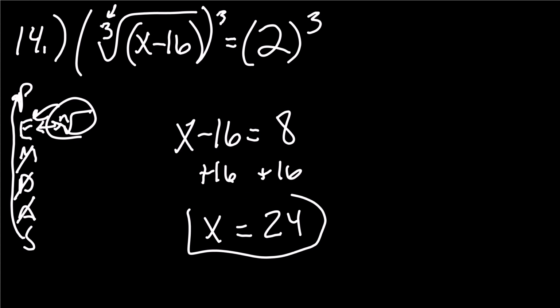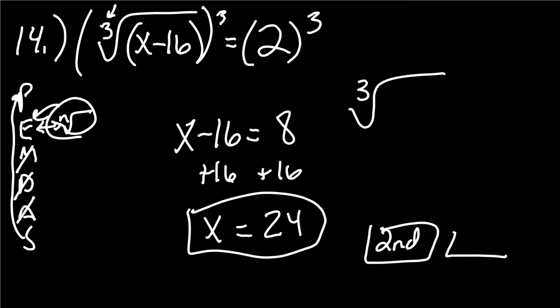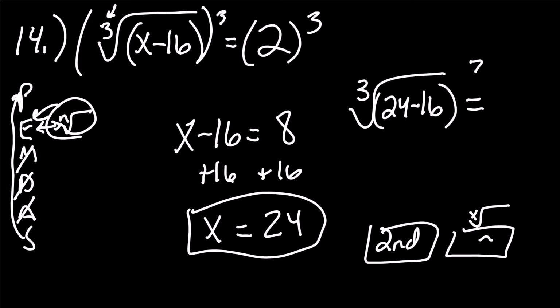I have to check my work still. Just because it's a cube root doesn't mean you don't have to check your work. You still have to check it. Now remember, when you use your calculator, you're going to hit second, and then you're going to hit the caret button because it has x check mark on it. So we're going to say 24 minus 16, and you're going to add those in parentheses when you use that. Is that equal to 2? It is. So that's a good answer. And that's it for 14.